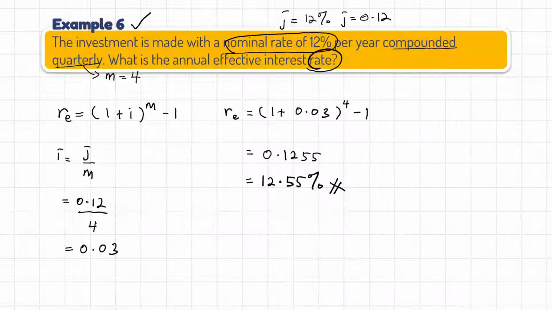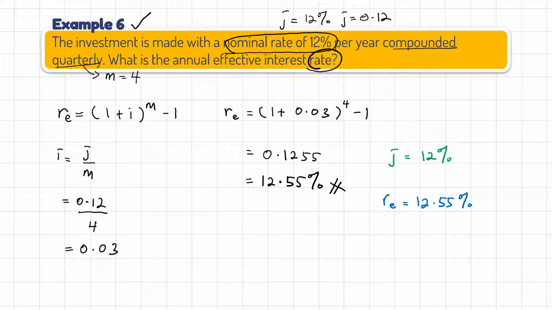So if you can see here, our nominal rate is J equals 12%. Meanwhile, for effective interest rate, RE equals 12.55%. If you notice, there is just a small difference between the effective rate and nominal rate. So it is rare if there is a large difference between them. It may happen, but it is rare.